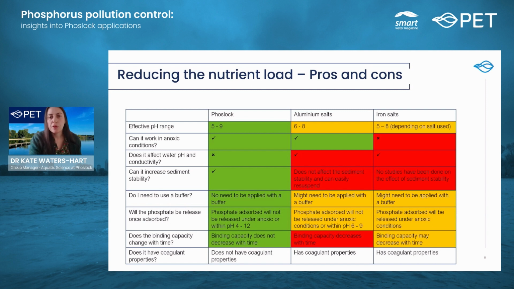You do not need to apply a buffer with Phoslock, as it doesn't change the pH, whereas alum and iron have the potential to do so, more specifically alum. Phosphate is also not released from Phoslock in the system when it's applied. However, it can be with alum and iron salts: through alum with high pH and iron through anoxic conditions. The binding capacity also does not change. It doesn't age when it's in the system. Lanthanum within the Phoslock will remain there until it is bound with phosphate, and then it produces the mineral rhabdophane.